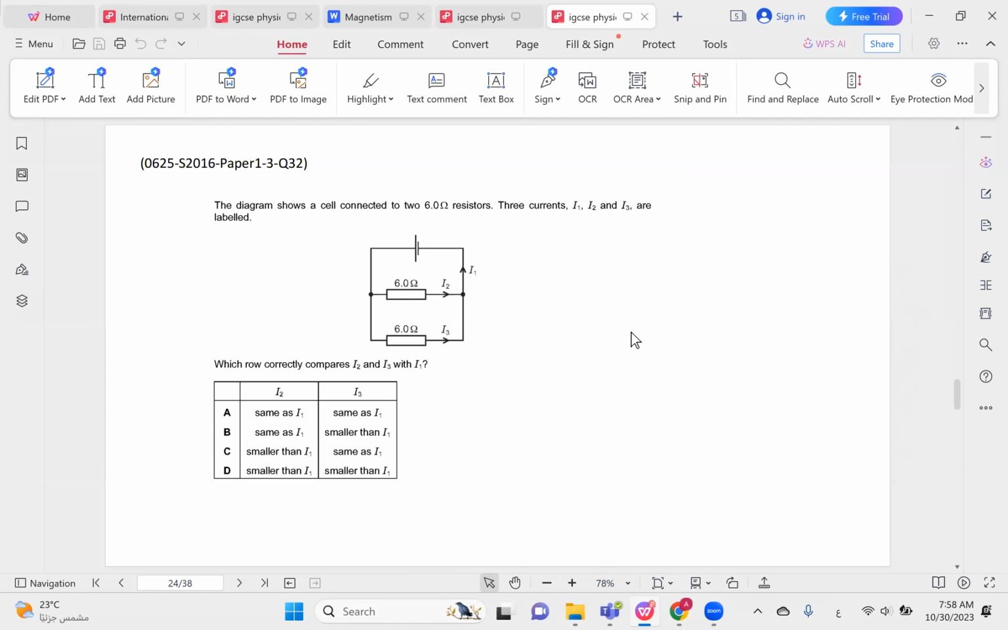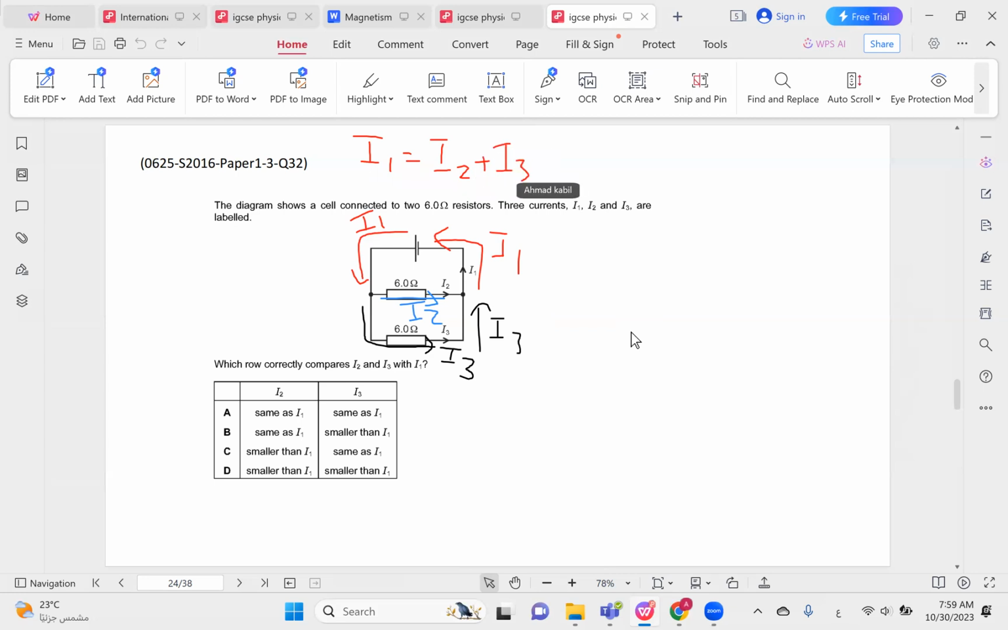The diagram shows a cell connected to two 6-ohm resistors. The 3 currents I1, I2, and I3 are labeled. Which row correctly compares I2 and I3 with I1? So based on the previous problem, we've established that the main current here, they've called it I1. So this is the main current, I1. And it splits off into I2 and I3. So we can write an equation here that says I1 equals I2 plus I3.